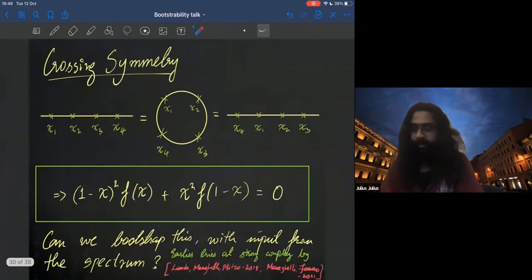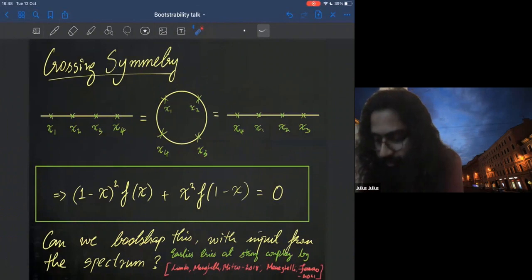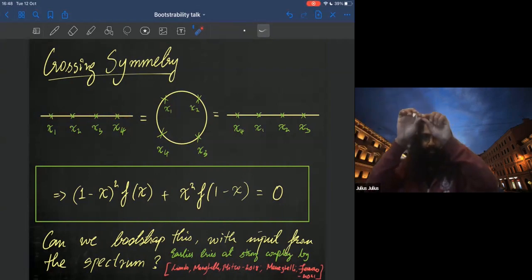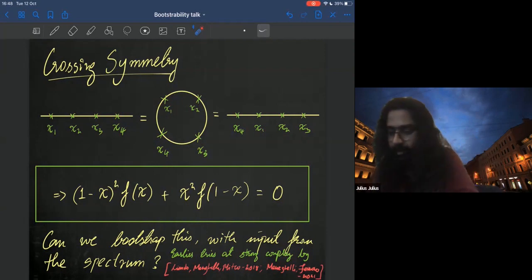So then what one can do is impose crossing symmetry. Suppose I have a line with 4 operator insertions here. The Wilson line I can always conformally transform into a circle, and then I can make it into a line again. So this ordering 1, 2, 3, 4 should be equal to the ordering 4, 1, 2, 3, and that translates to this particular crossing equation which we have.